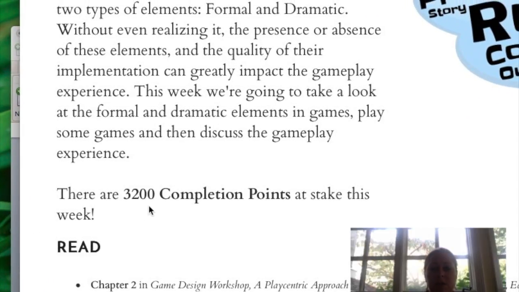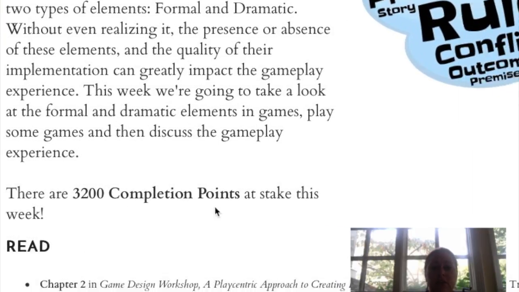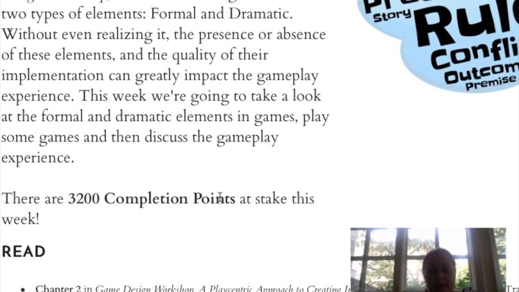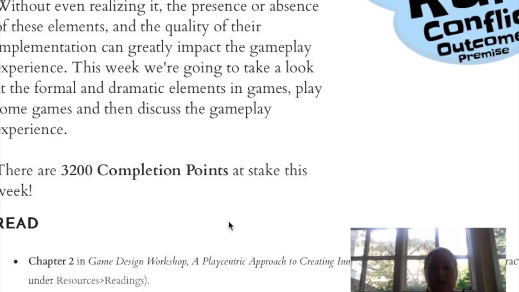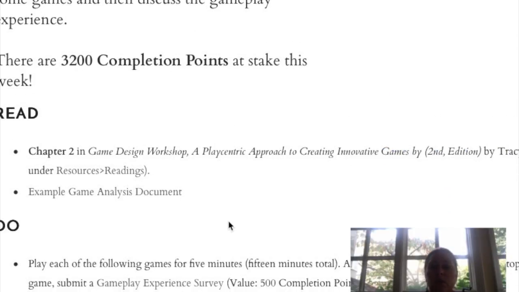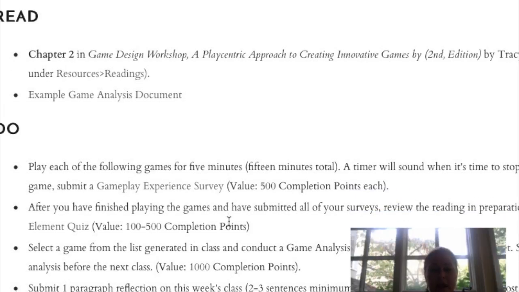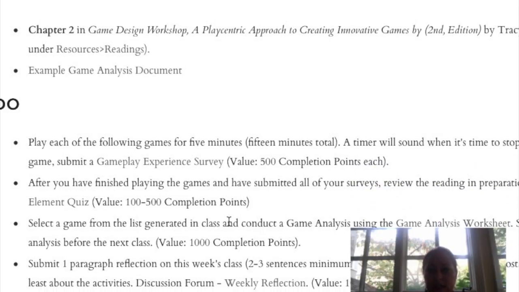For example, during this week, we're going to be doing quite a bit of work, and there is a potential of 3,200 completion points at stake. Completion points are whenever you finish something, as the name implies. When you've completed something, there's a point value associated with it. Whether you get 100 points or 500 points or 1,000 points for something will be spelled out on the weekly website. It'll be indicated there what the value is for that particular assignment.